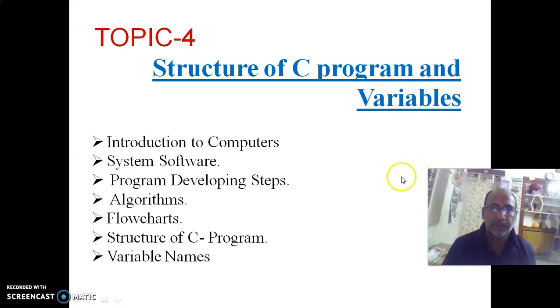In this topic, I am discussing the introduction to computers, system software, program development steps, algorithms, flowcharts, structure of C program, and variable names.